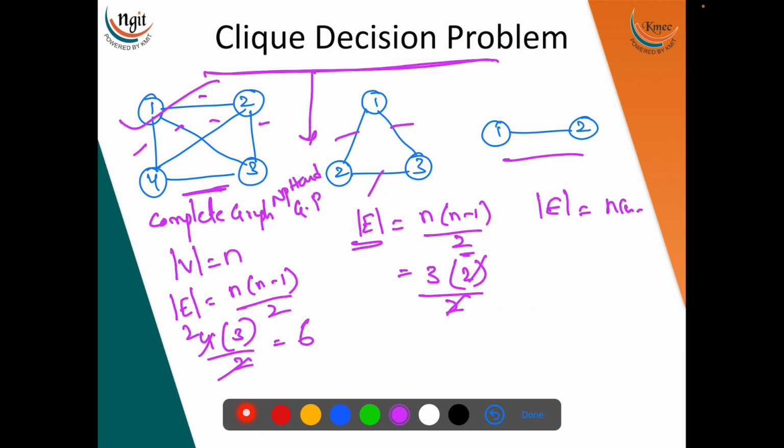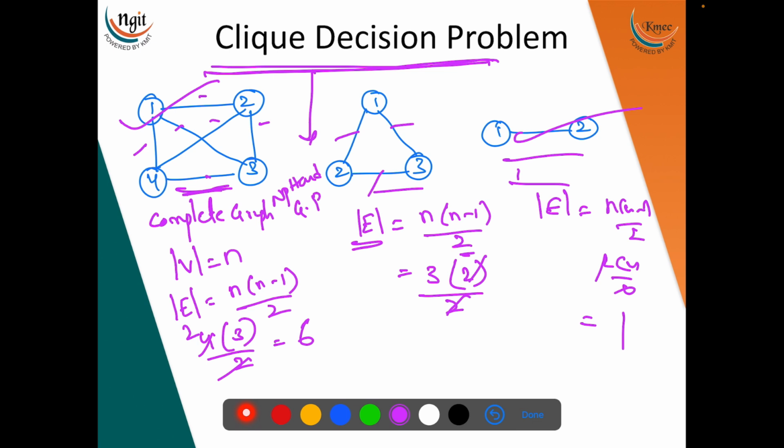n into n minus 1 by 2, that is 2 into 1 by 2. You will have 1 edge. So it is also a complete graph. So the graphs I have drawn over here are all complete graphs. Now to understand CDP, that is to understand the clique decision problem, we add one vertex to all these graphs.